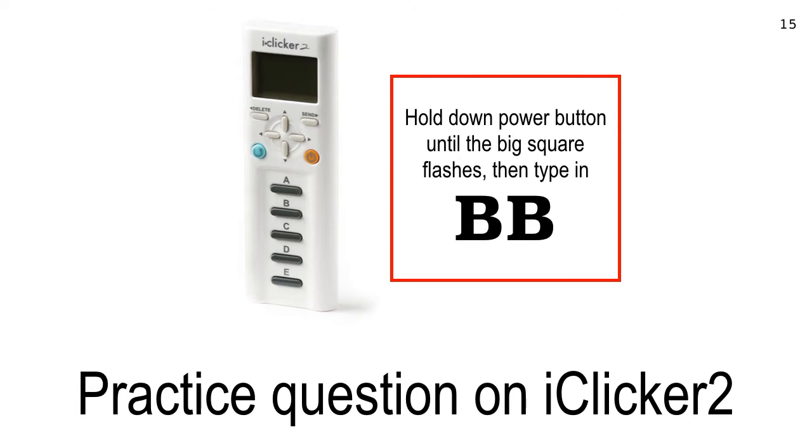Here's how you do this. Hold on, let me get this rubber band off. You turn on the power button and hold it down, and in the upper left the letters start to flash, and you type in BB. Then you'll get a check mark, and then it'll say Go Nitro. Did you get Go Nitro? Raise your hand if you got Go Nitro. Sweet. You guys are clicking.